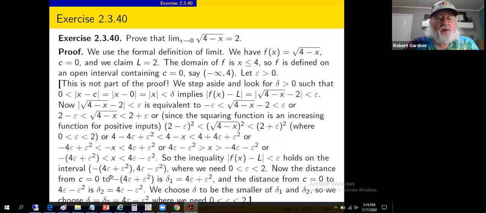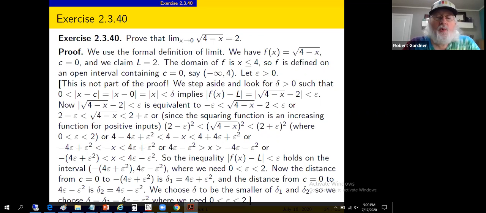How far is it from 0 to the left endpoint? I'd take the difference. We'd take 0 minus the left endpoint, so this would become positive. We get 4 epsilon plus epsilon squared. Let's call that delta 1. That's how far to the left you can go from 0. Notice it's positive, so be careful in the order of subtractions. And the distance from c equals 0 to the right-hand endpoint is 4 epsilon minus epsilon squared. Let's call that delta 2.